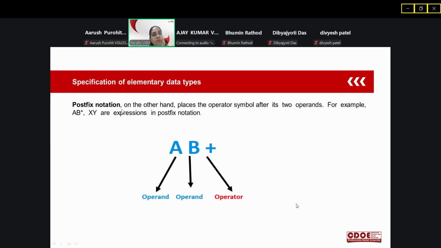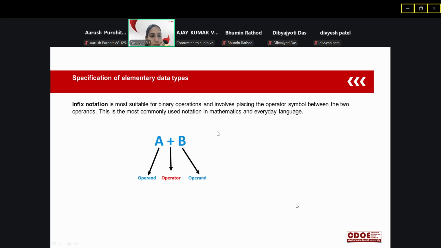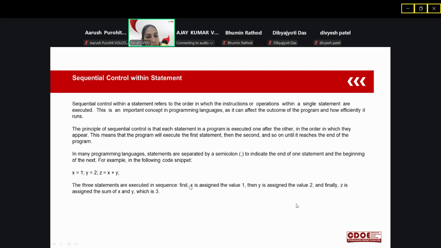Now next we have postfix notation, which places the operator symbol after its two operands, the operator coming after the operands. So for example, AB into XY are expressions in postfix notation. So first the operand and then the operator will come in postfix. What about infix, beta? This is suitable for binary operations. So here the operator symbol is placed between the two operands. This infix notation is the most common notation in mathematics and everyday language that we use. So these are the specification of elementary data types. Now come to the sequence control within the statement.